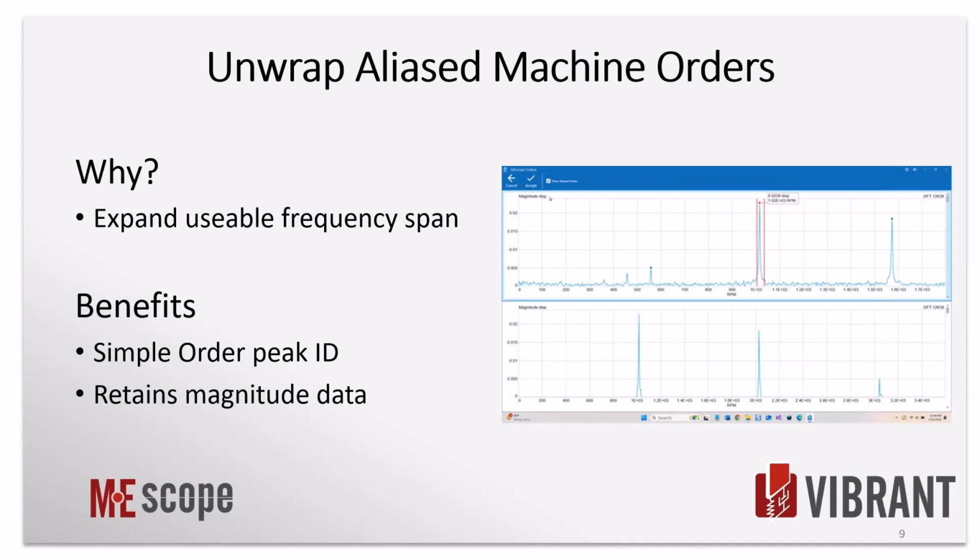Now, if you get to high enough frequency specifically, there are sidebands, and if you unwrap the aliased order, you're going to lose the sidebands on those peaks. It doesn't lose it from the original data, but in the unwrapped aliased orders you won't see them. But for simple order tracking and maintaining magnitude data and everything else, this is the way to do it, and essentially double your usable frequency span.